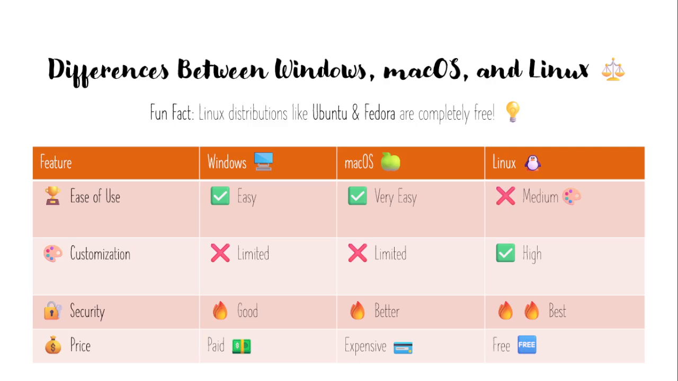Then we'll talk about security. Windows has good security. macOS has better security than Windows, but Linux has the best security. Then we'll talk about price. Windows is paid, but cheap compared to macOS, which is very expensive, while Linux is completely free. Linux distributions like Ubuntu and Fedora are completely free.